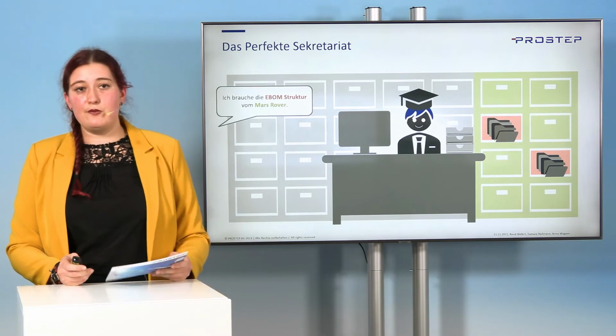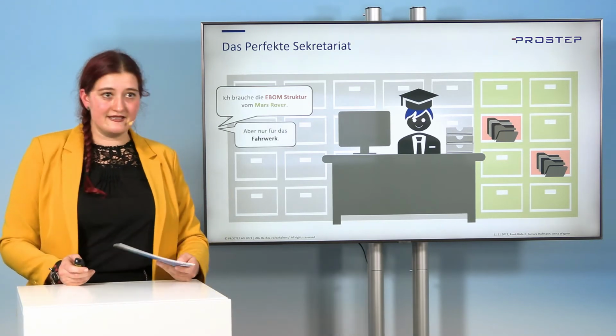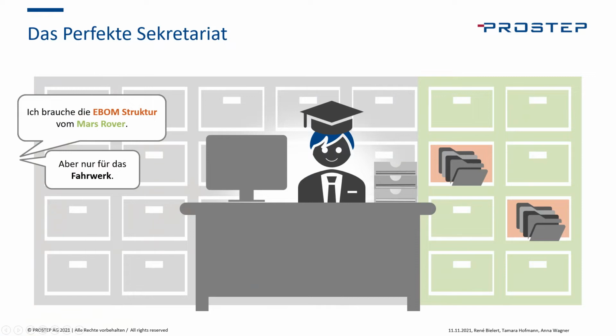Now, I might not be interested in the entire E-bomb structure, but would rather just have the information on the chassis. Most secretaries will have a few issues here. They might not know exactly where information on just the chassis can be found. Now, if I have an excellent secretary, then they'll be able to find me the right files with the information on the chassis.